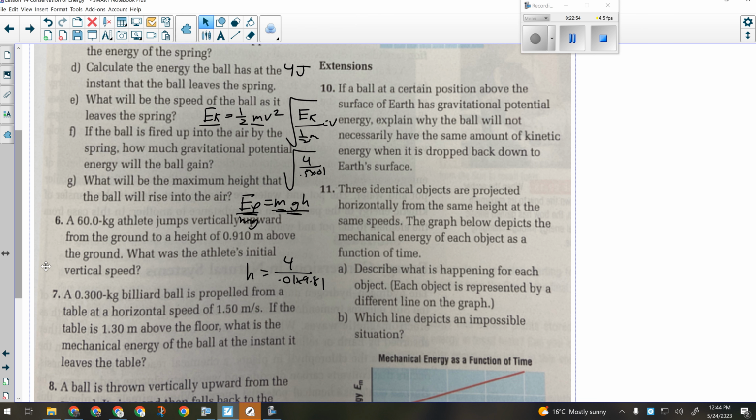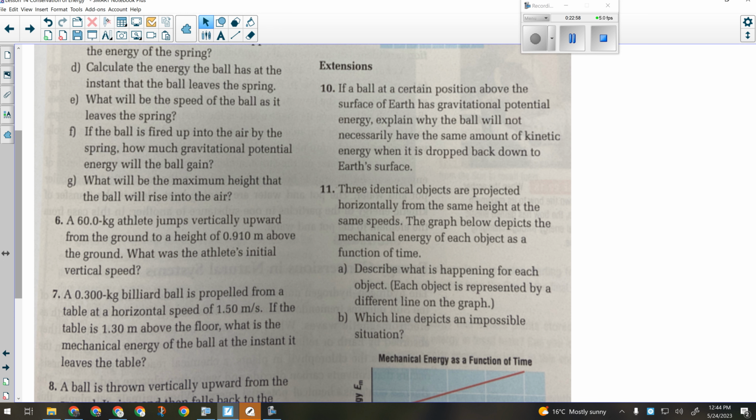Okay, questions on that? All right, number 6 is basically the same thing we did here. We're looking for the athlete's initial vertical speed. So a 60-kilogram athlete is just going to jump vertically from the ground. They're just going to be standing here in place, doing like a vertical jump test. They're just going to bend their knees and jump as high as they can.